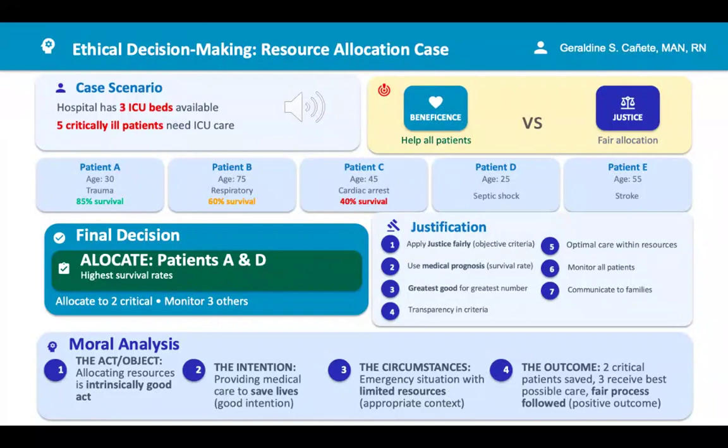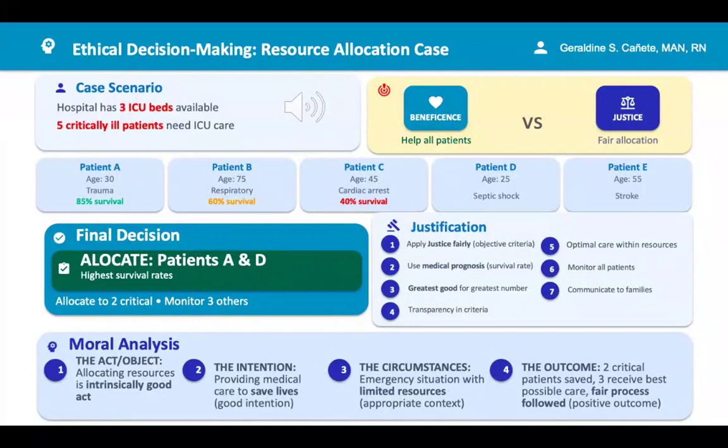While all patients should be continuously monitored to ensure that their condition does not deteriorate. And of course, most importantly, we communicate to the families. Families are kept informed of the allocation decisions and the reasons behind them.